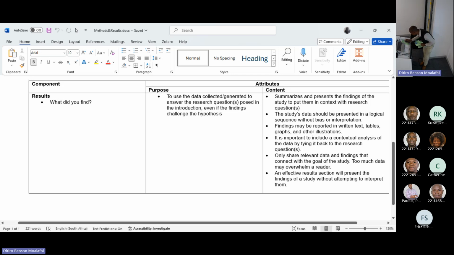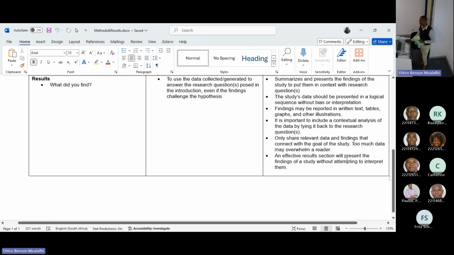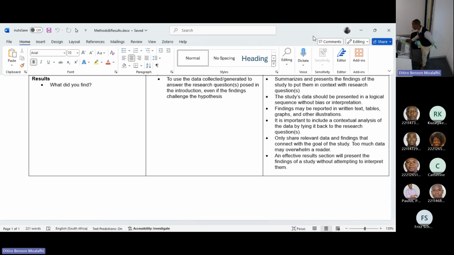An effective results section will present the findings of a study without attempting to interpret them, so that the discussions are not mixed with the results.